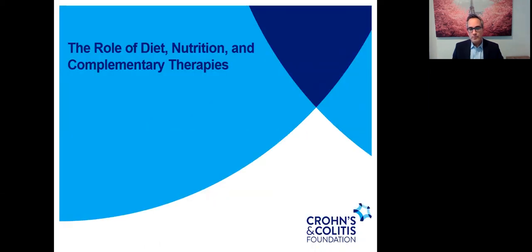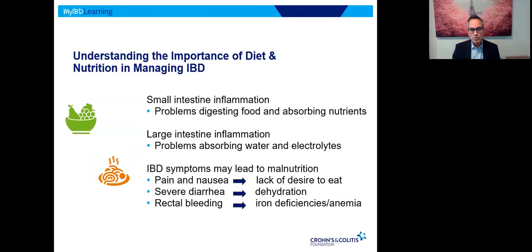All right, so I think we can shift gears now to the role of diet, nutrition, and complementary therapies. Nutritional deficits do occur in patients with inflammatory bowel disease for several reasons. Small bowel inflammation, as occurs in Crohn's disease, may prevent the absorption of nutrients, causing excessive loss of sugar, fat, protein, minerals, and vitamins, and the inflamed intestine may lead to leakage of protein and fluid into the gut.